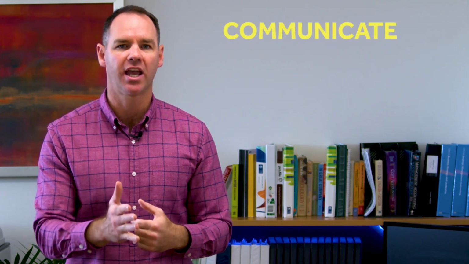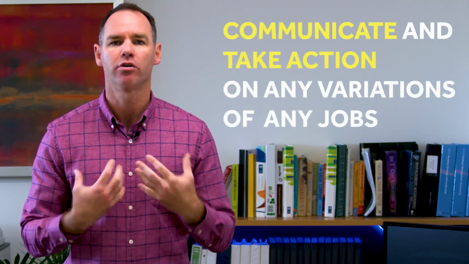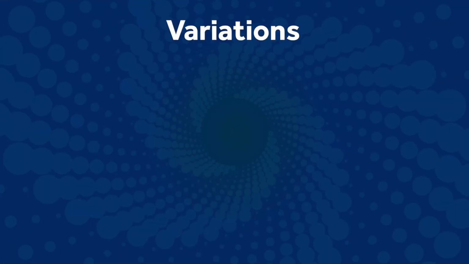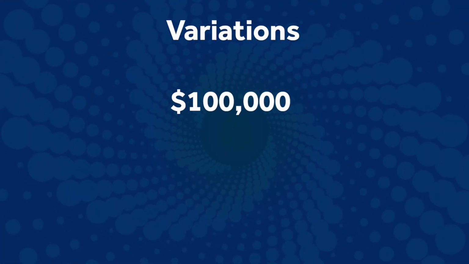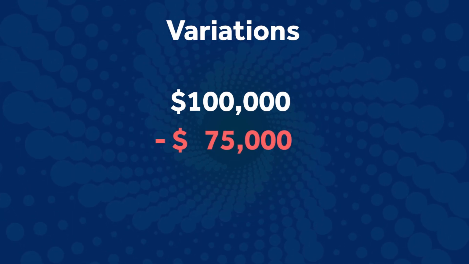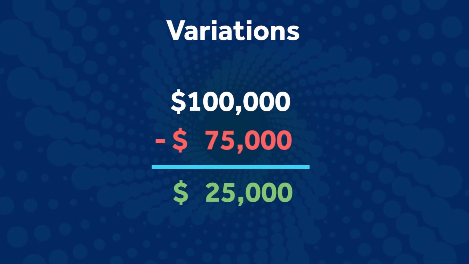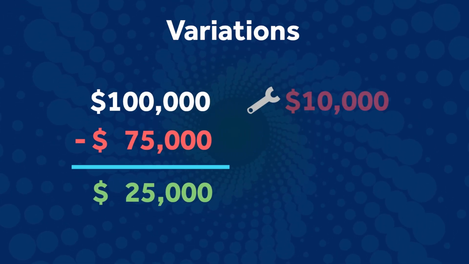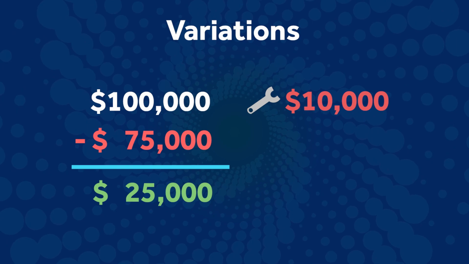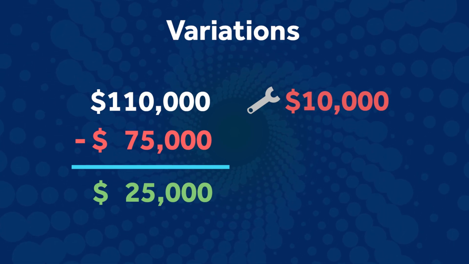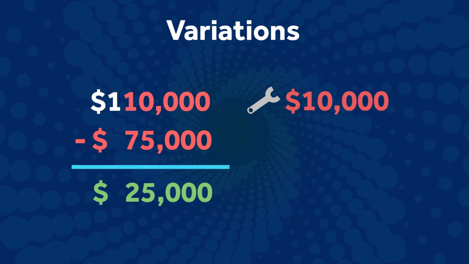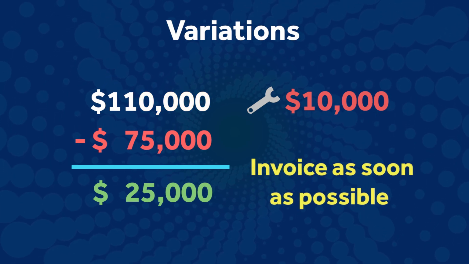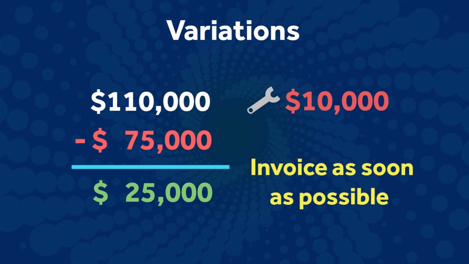The second one is making sure if there's any variations on any jobs, that they get communicated and actioned straight away. So a variation would be, let's say you got a project for $100,000 and you cost that project at $75,000. So you got a $25,000 gross profit. And then there's some alterations or some additions or some upgrades, and that will take that project to $110,000. You've got to make sure that that $10,000 difference is invoiced as soon as possible.